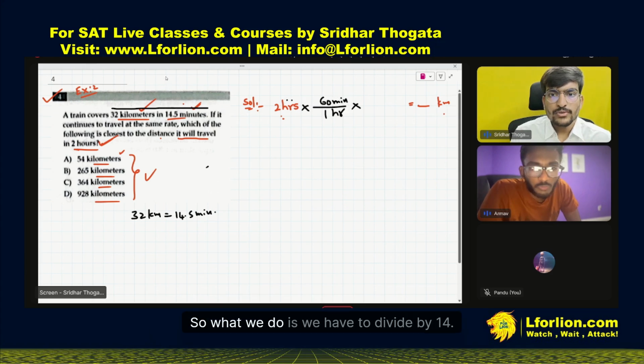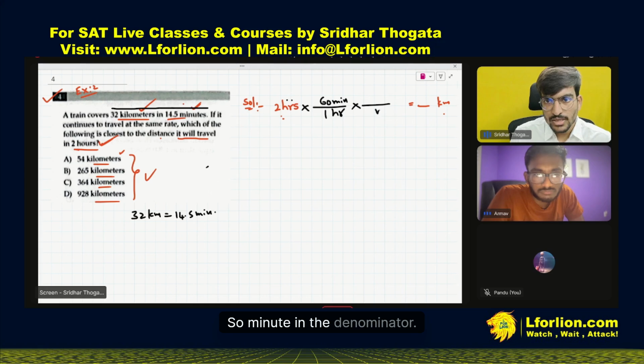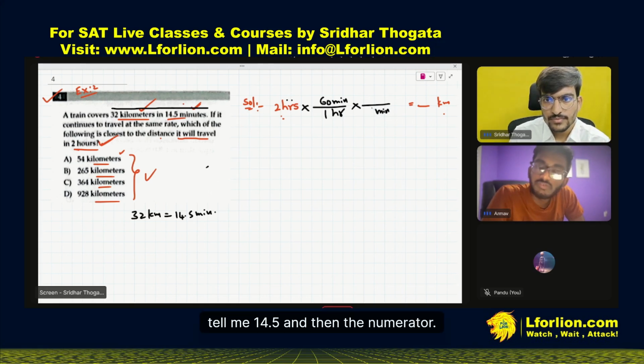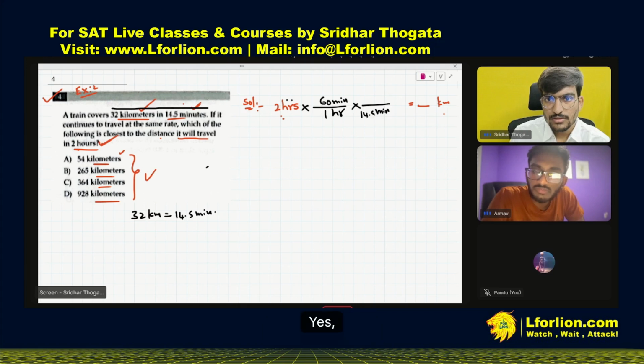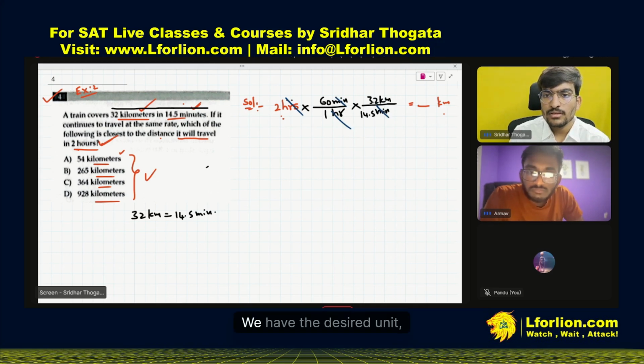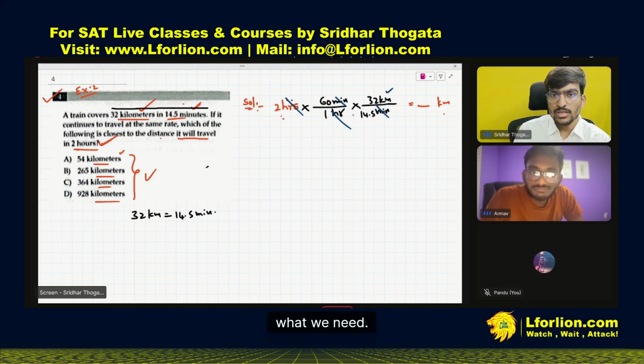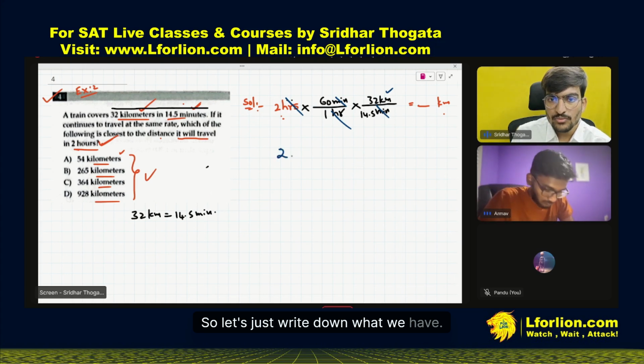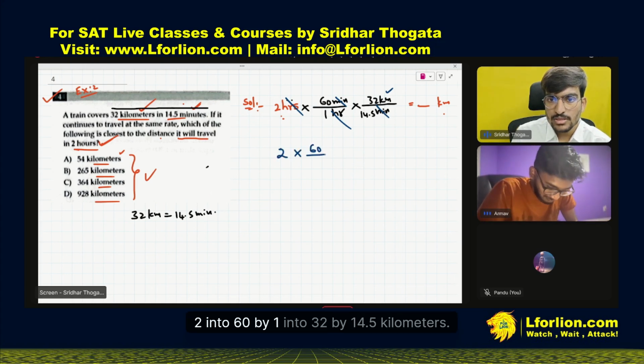We have the 32 kilometers information divided by 14.5 minutes, so minute in the denominator. What do I need to write? 14.5 in the denominator and 32 kilometers in the numerator. Now we are done with minute. We have the desired unit that we need. So we just write down what we have: 2 into 60 by 1 into 32 by 14.5 km.